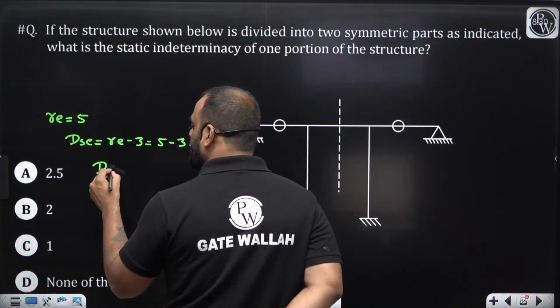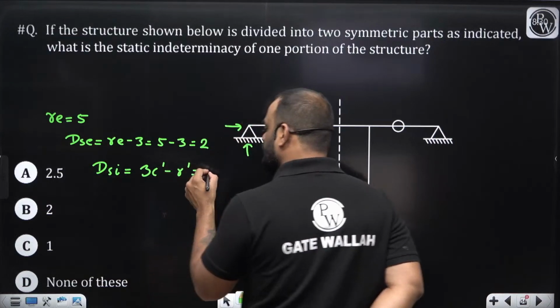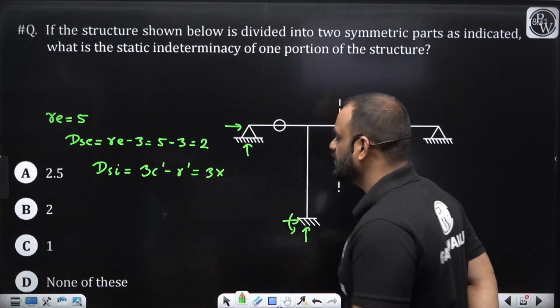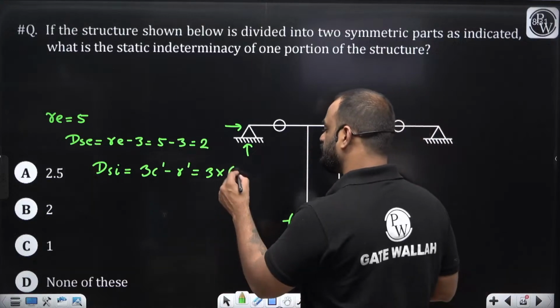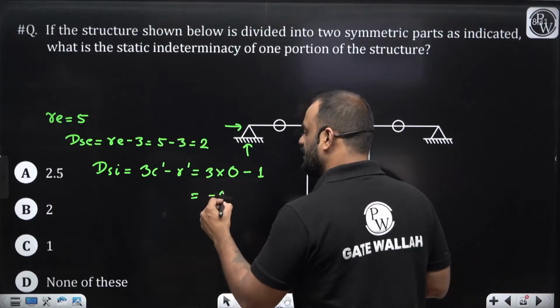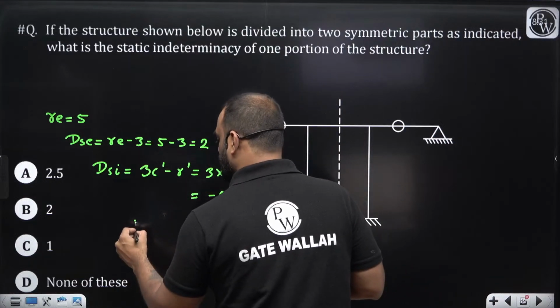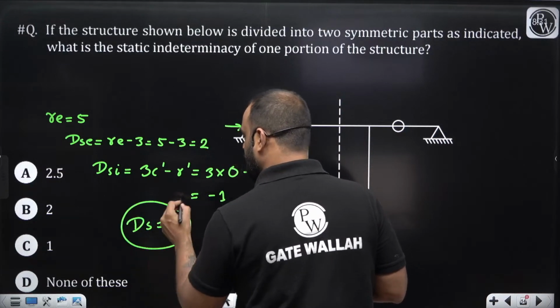What about DSI? It is an open structure. We can write here 3C dash minus R dash. So 3 into how much? 3C dash. C dash is what? C dash is 0. R dash is 1 because one reaction is released. So that is minus 1. Minus 1 and 2, it is equal to how much? 1. DS is equal to 1.